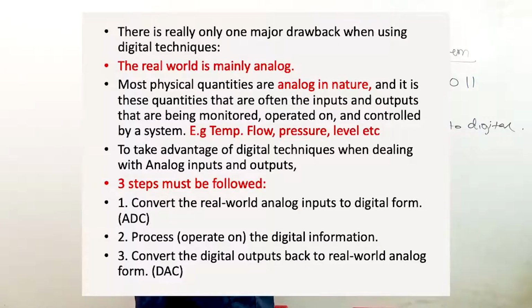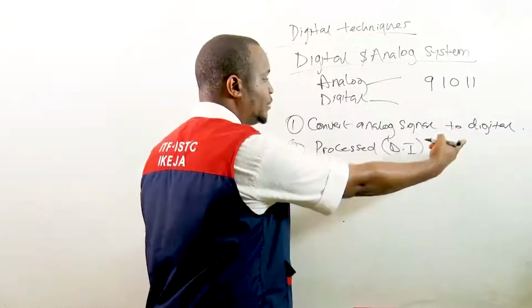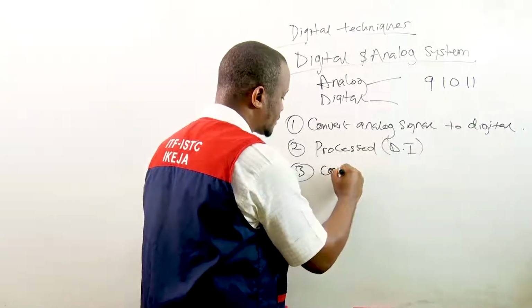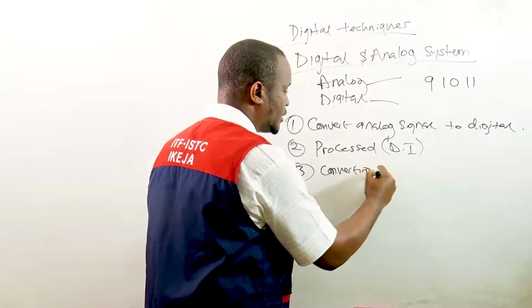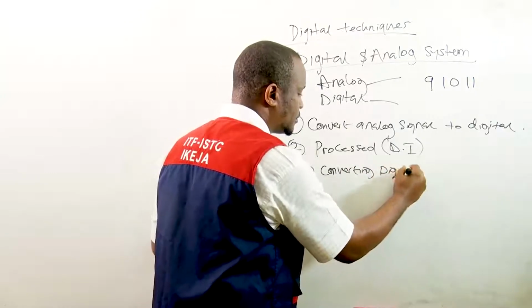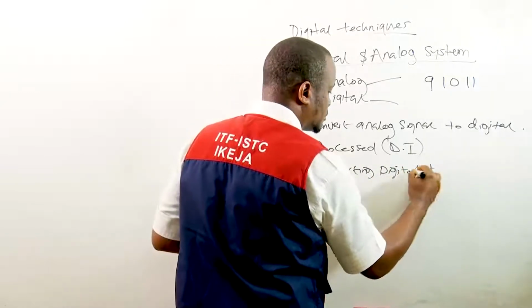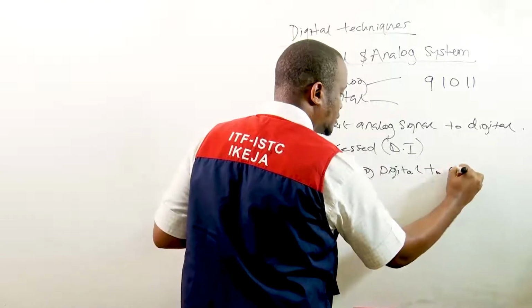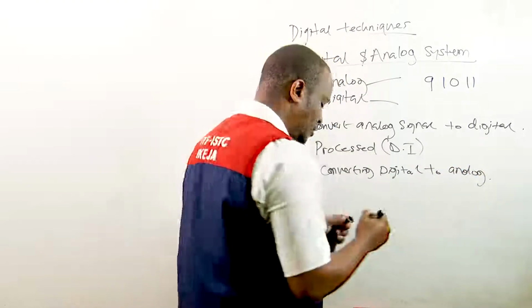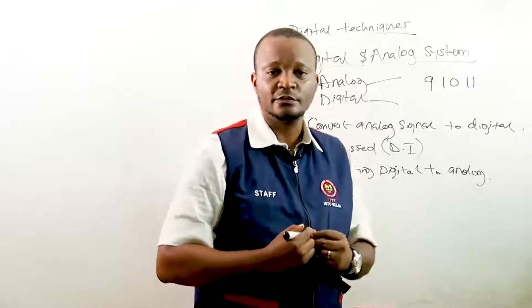And then we also have the way of processing it. There must be a way it is processed. So the digital information, let me call it DI, will be processed. And then thirdly, we should have a way of converting the digital back to what? To analog. Because the real world in which we live is what?